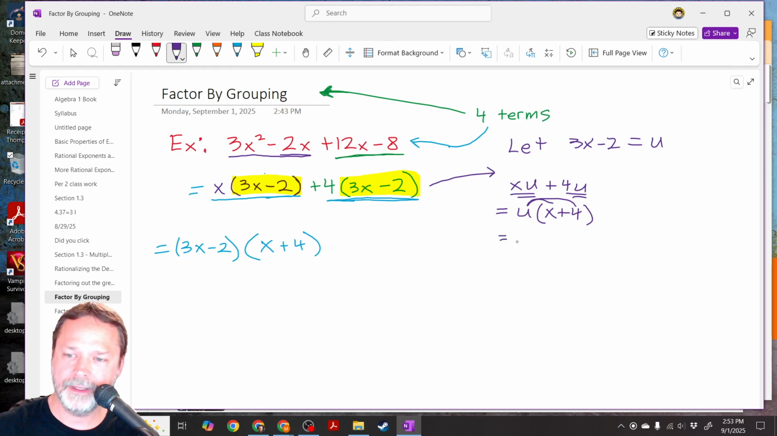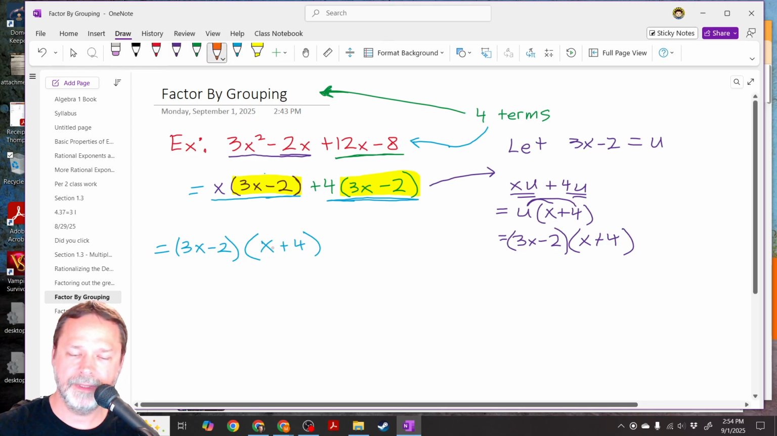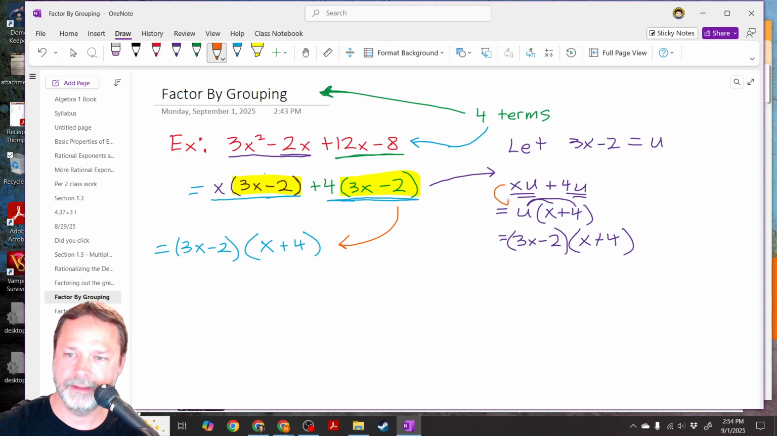Now if I wanted to go back and change u back to 3x minus 2, I would get 3x minus 2 times x plus 4. The reason I did this was just so you could see the similarity between what we did from here to here and what you do from here to here. It's the exact same. It's just we got this weird expression. This 3x minus 2 is a big expression, but we can treat it as a single factor and factor it out. Hopefully that makes that clear.